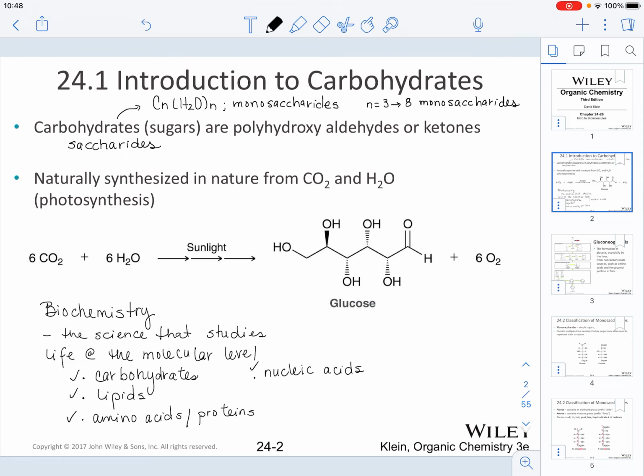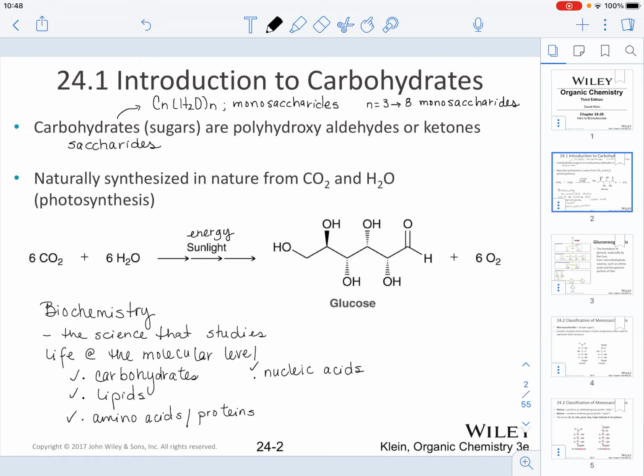Now, understand that monosaccharides are synthesized from the combination of CO2 and water. And there are some organisms like plants, algae, and cyanobacteria that have this process happen. And they utilize energy that comes from sunlight to produce, for example, glucose, which is the most common carbohydrate monosaccharide because it's a single unit out there.